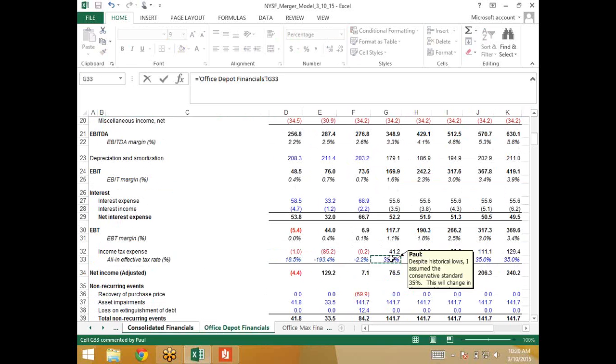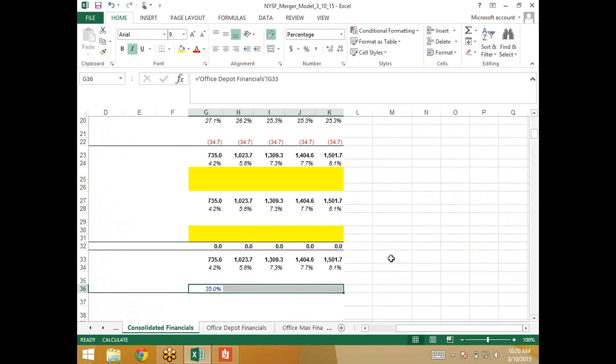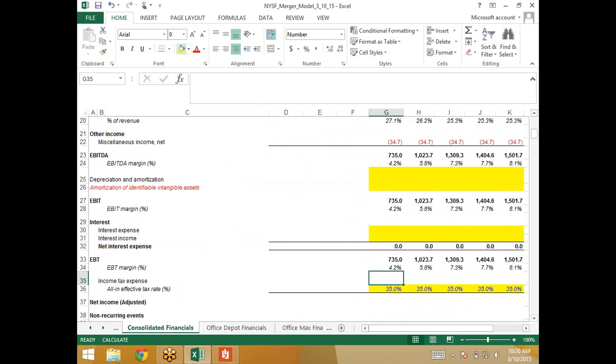This is one that we can go back to and say, well, if it was 34%, will it really affect our analysis? I'm going to highlight this yellow so we can test that assumption together when we're done, and see which assumptions are really going to make a major difference. And so the income tax expense is going to be that rate times the EBT.